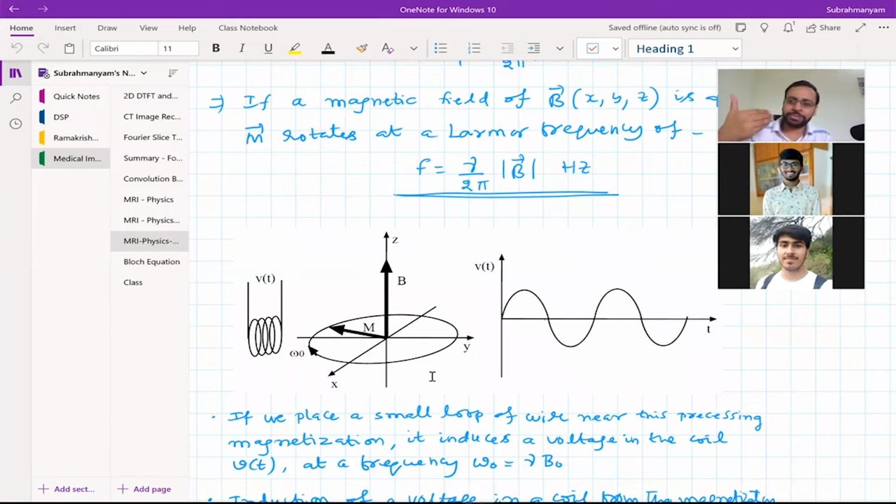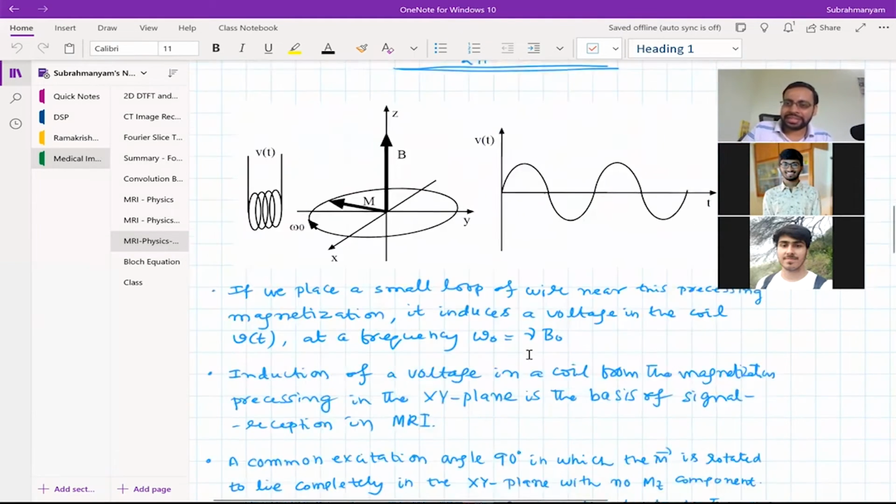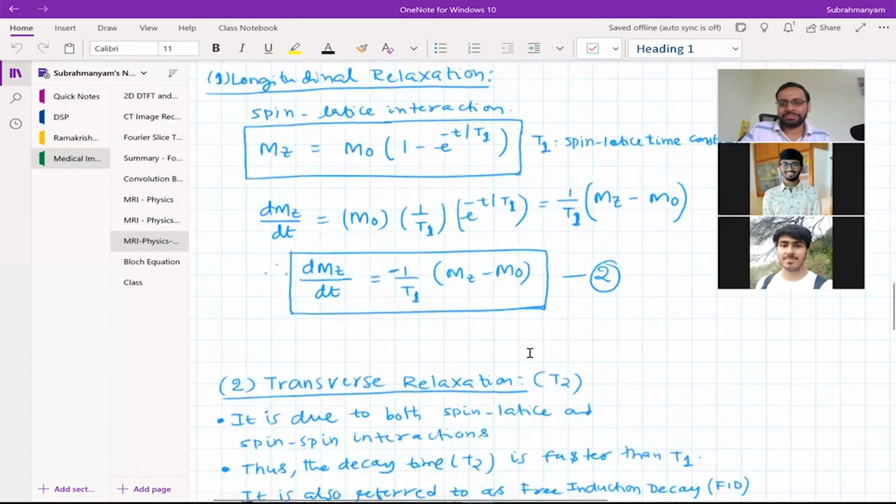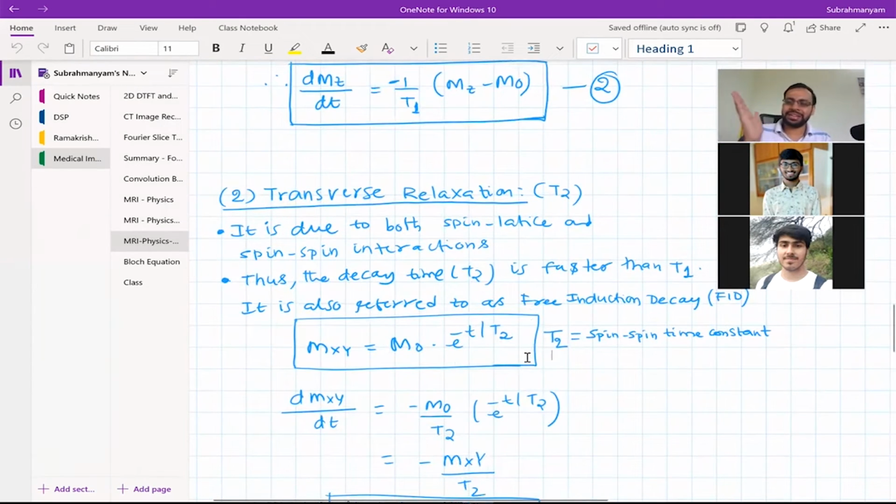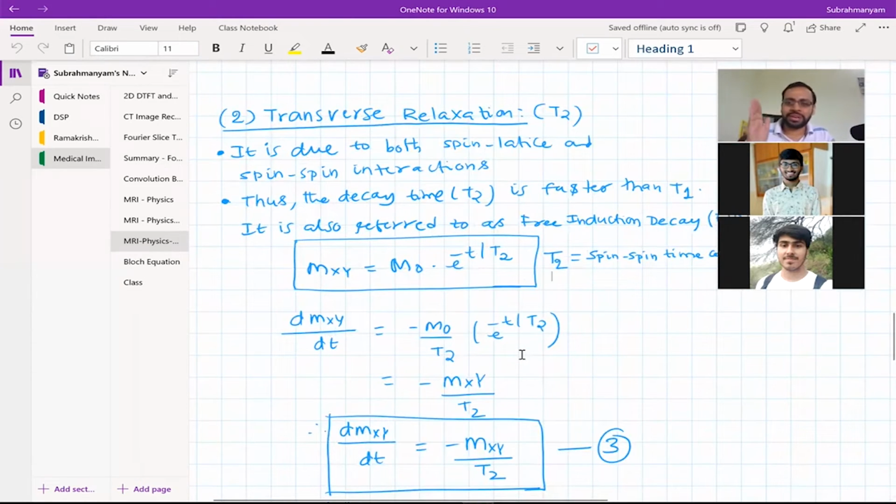Similarly, for the sum of all the millions of atoms or protons for which you are taking the projection, this value is going to be small, and that's going to die down much faster than the regaining of the magnetic field vector along the Z axis. So this is referred to as transverse relaxation.